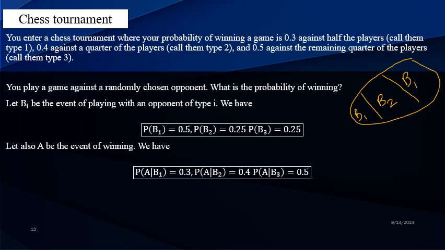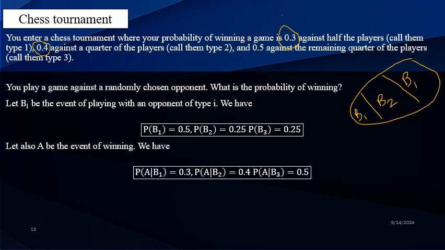Now next, what is the event of interest? The event of interest is the probability of winning. So we have to compute the probability of winning. So we have to see the winning scenario in this partition approach. Probability of winning against type 1, that probability is given as 0.3. You can see it is given here. Probability of winning against type 2, what is that probability? It is 0.4. So these are conditional probabilities.